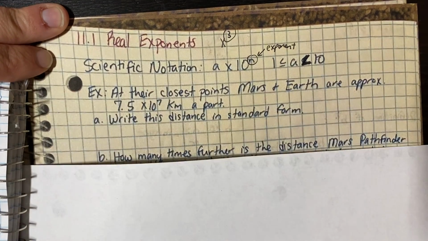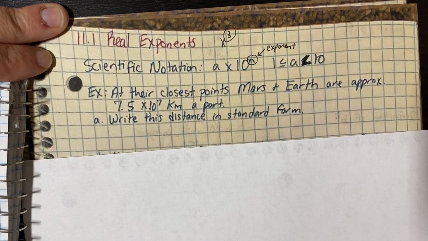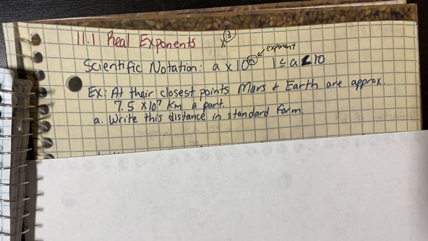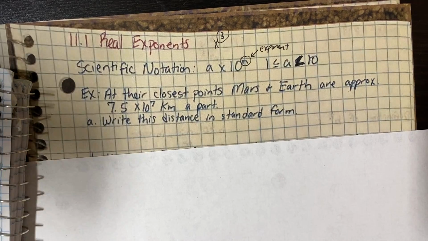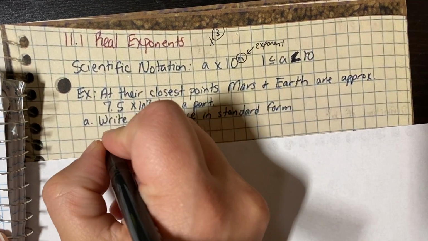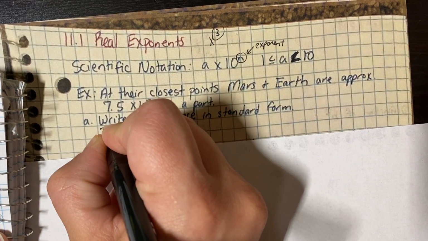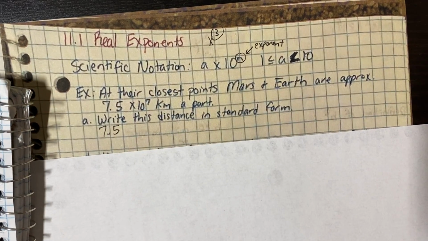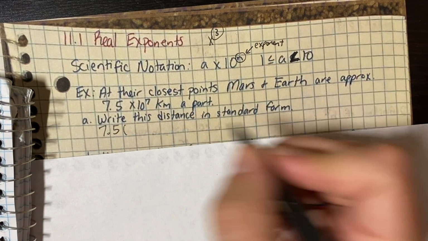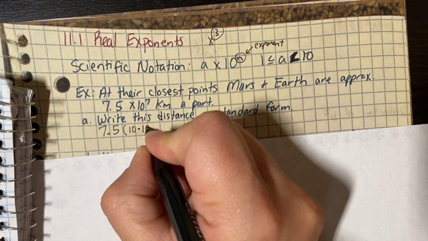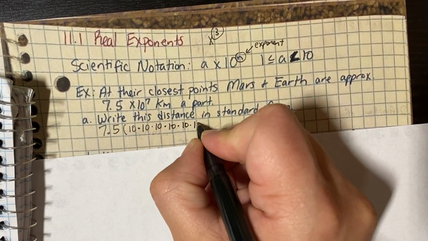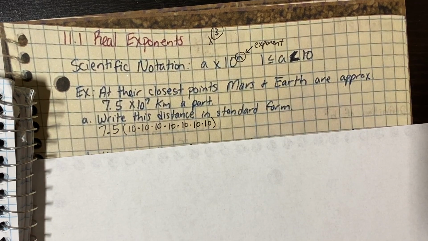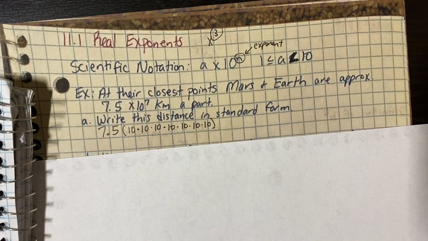So let's do a scientific notation problem. Number 1 says, at their closest points, Mars and Earth are approximately 7.5 times 10 to the 7th kilometers apart. Write the distance in standard form. So that means without scientific notation. So one way we could write this is that it is 7.5 times 10 to the 7th. If you put that in your calculator, it's probably going to give you the scientific notation format.